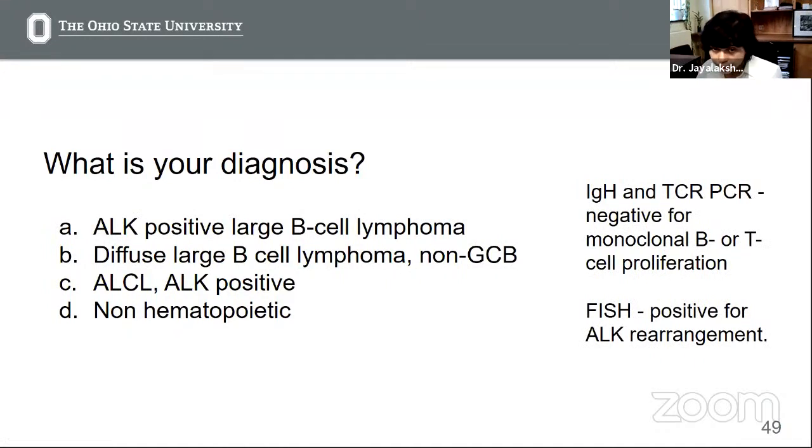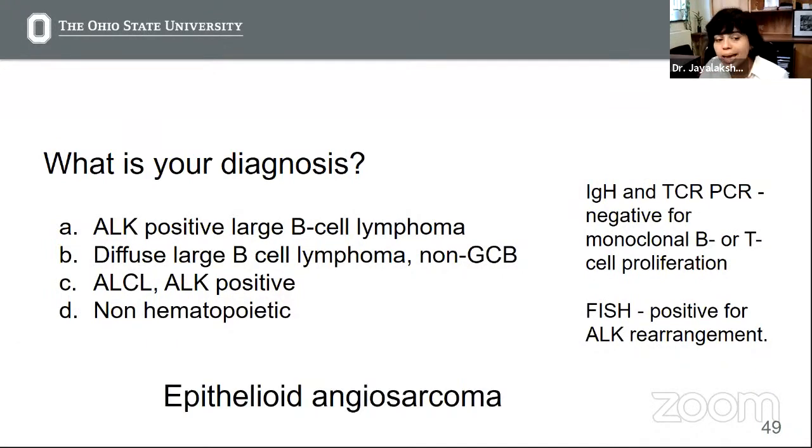I did IGH and TCR PCR for clonality, and both came back negative. T and B were polyclonal. FISH was positive for ALK gene rearrangement. We did a lot of stains, and it was an epithelioid angiosarcoma.